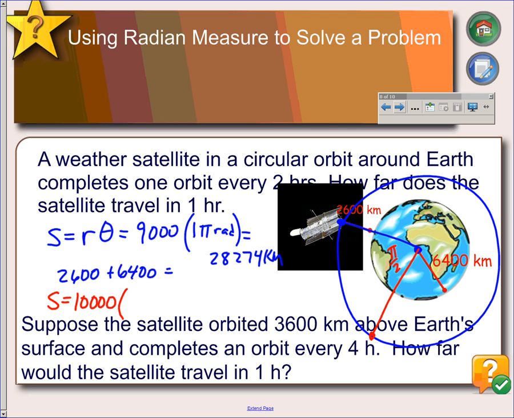Multiply that times pi/2, and we would get 5,000 pi, which we can convert by just multiplying 5,000 times pi, and we get 15,708 kilometers in 1 hour. That's pretty fast. That's it for this lesson.